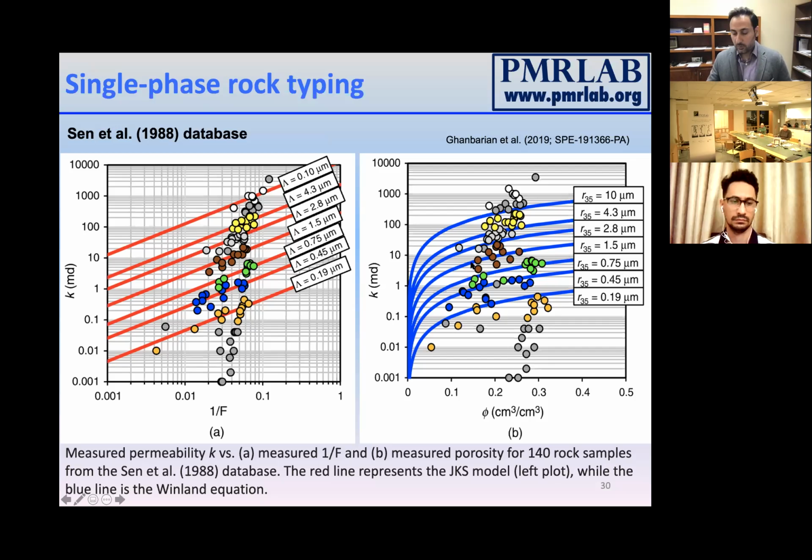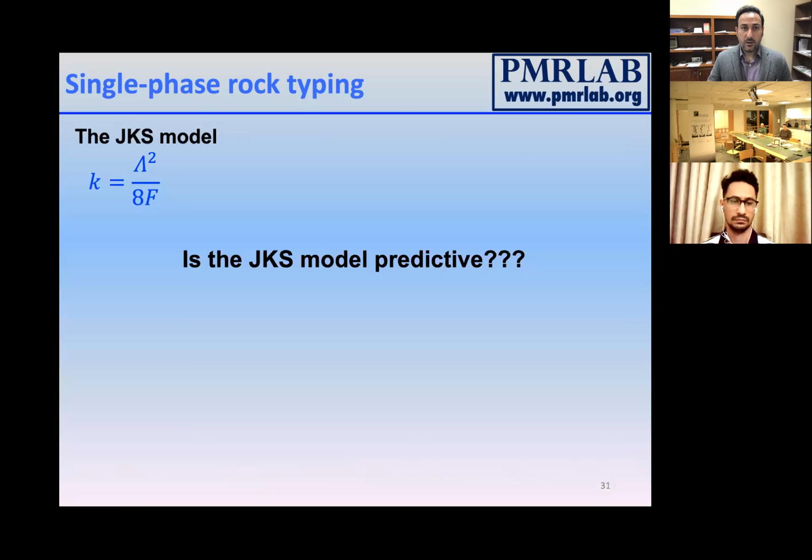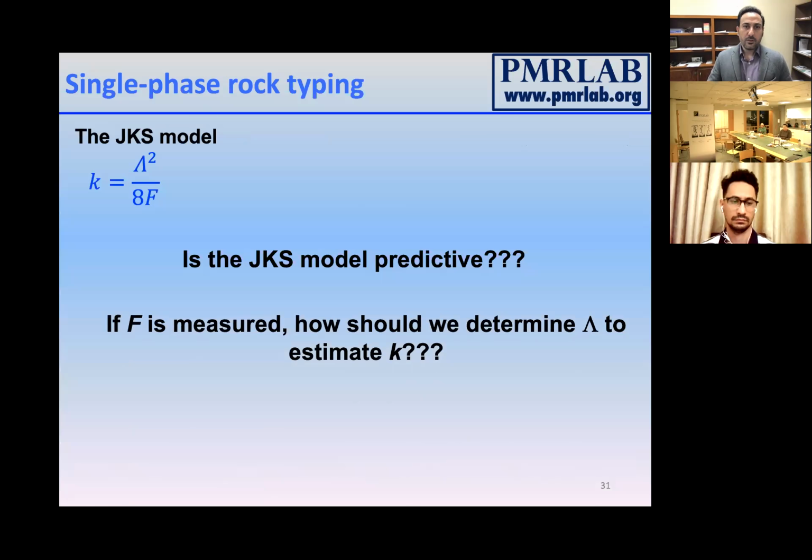So what we try to emphasize here is that the impact of the cementation exponent or formation factor necessarily has to be included when it comes to single phase rock typing. The question here is, do we think that the JKS model would be predictive? Is it capable of predicting permeability?